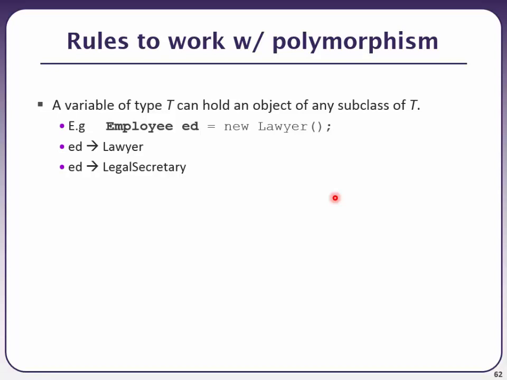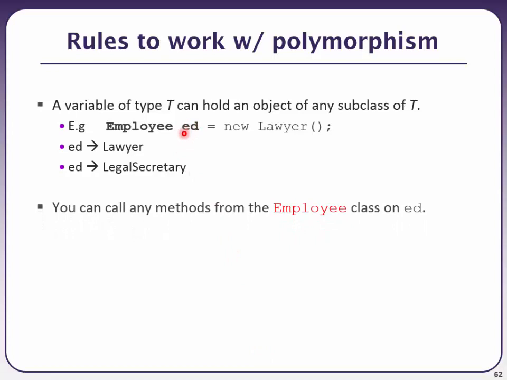Well, if that's the case, then we can pass an object of class secretary or legal secretary and assign its reference to ed. They are still subclass of employee, okay? Now, what can you do when you have a reference like the one that we store in ed? Well, this first mechanism, this permission to assign any reference to a subclass object, is what enables polymorphism. And then this rule is what really defines what you can do with it.